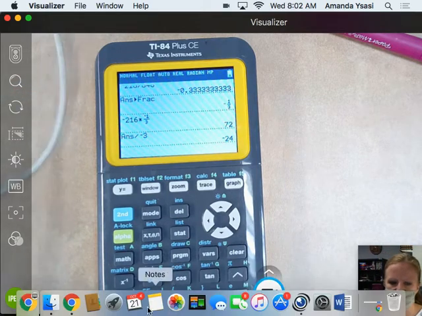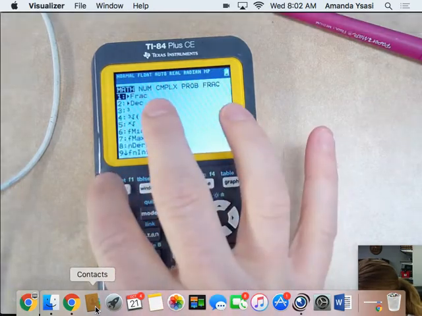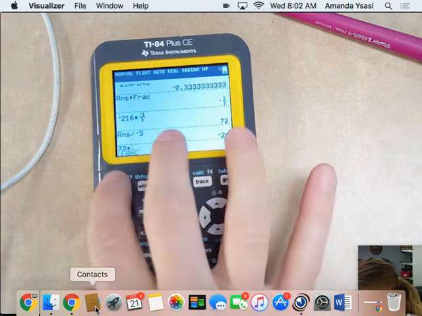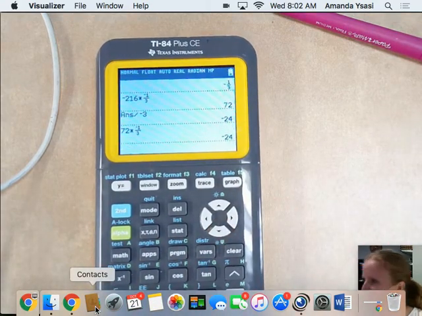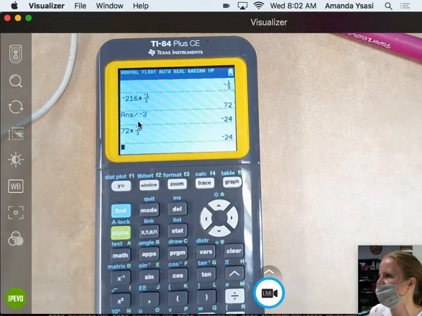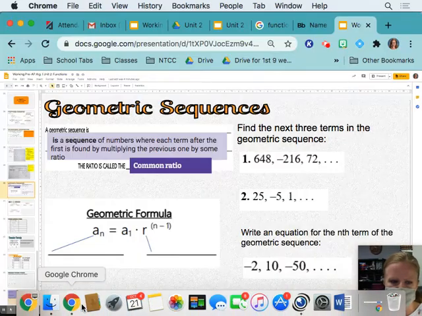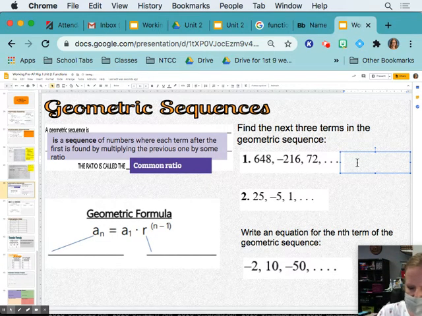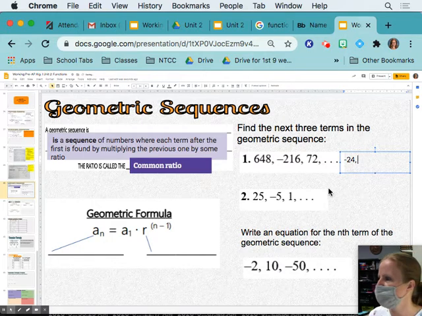Negative 24. Or if we did 72 times the negative 1/3, we should get negative 24. So you can do it by dividing by a negative 3 or multiplying by negative 1/3. So our next term in the sequence is negative 24. Okay, and then we need to find the next one.